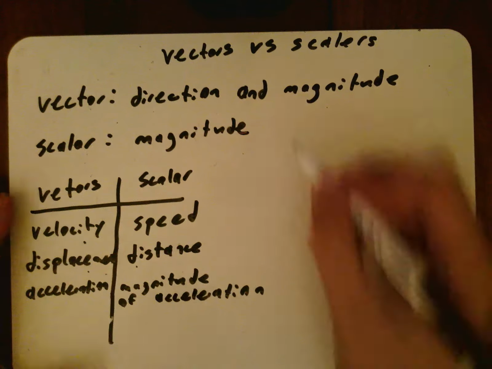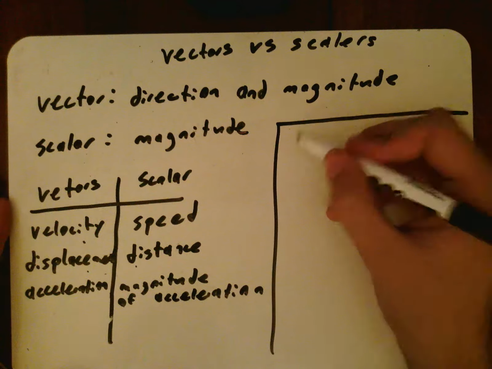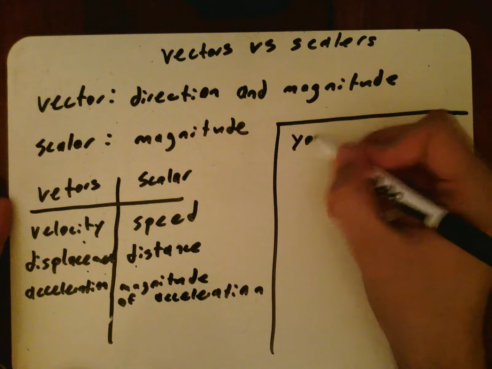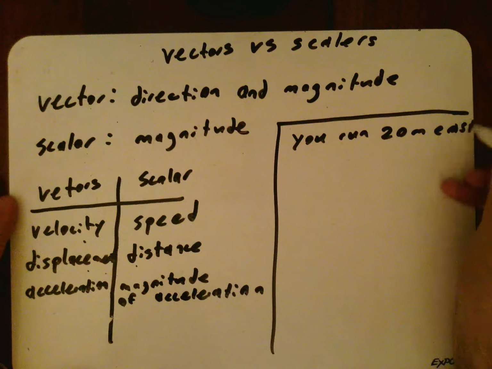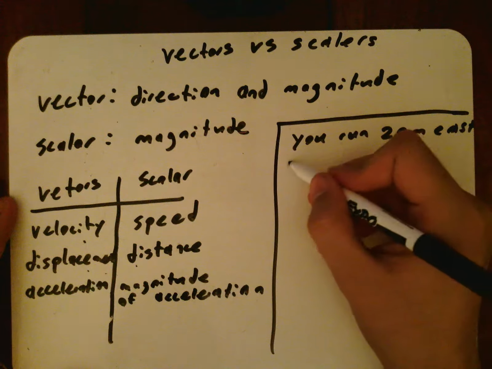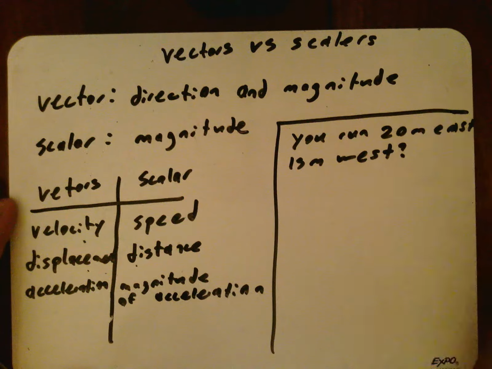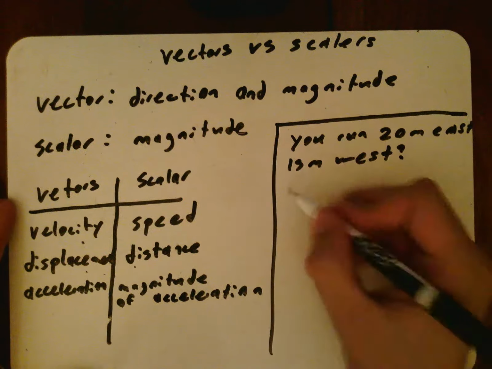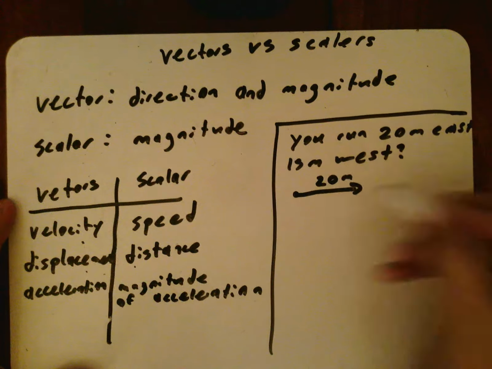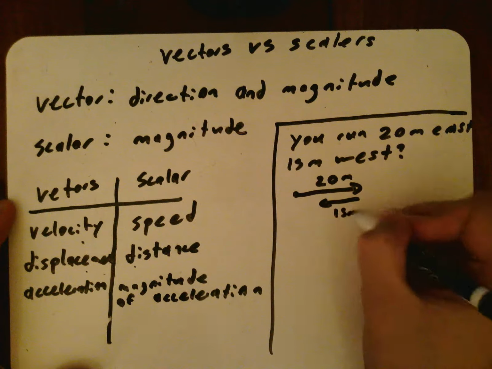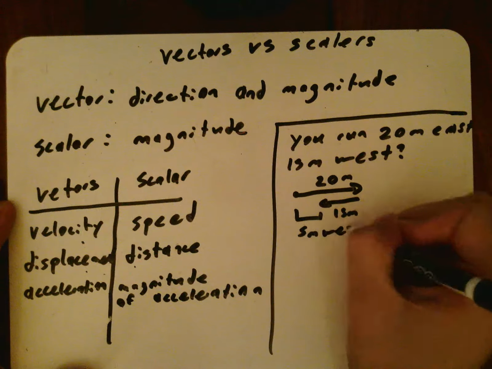Okay? So if I was going to do a problem, I might ask you, so you run 20 meters east, all right, then 15 meters west. What is your total displacement? Okay. I went from start 20 meters east, and I went back 15 meters west. So this distance right here is 5 meters west.